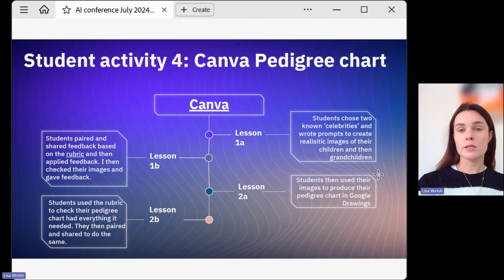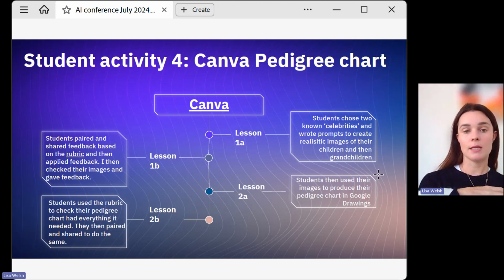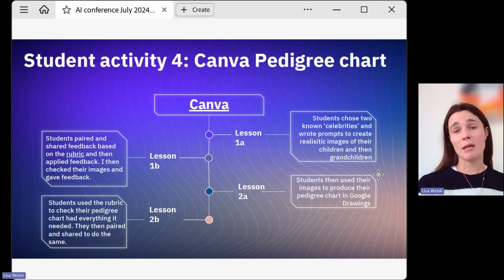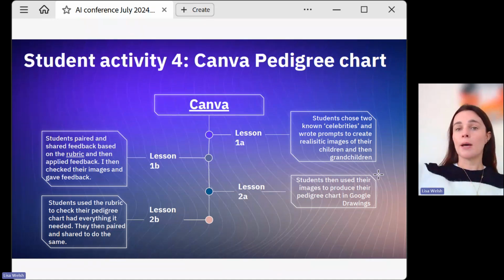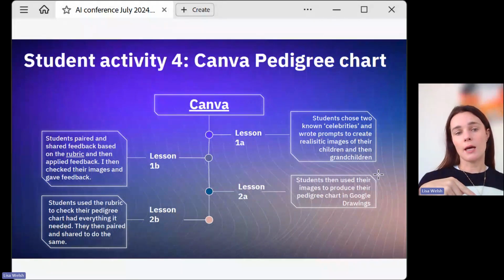Once these were produced, the students then paired and they shared feedback to each other based upon the rubric that I gave them. Again, for this particular one, it was a very basic rubric, and I've shared that with you in the presentation there. And then they gave each other feedback. And then whilst they were applying that feedback, I then went around the class and also gave them feedback.